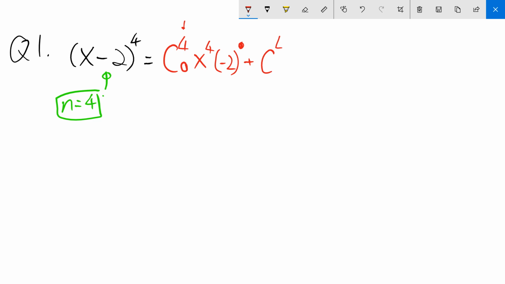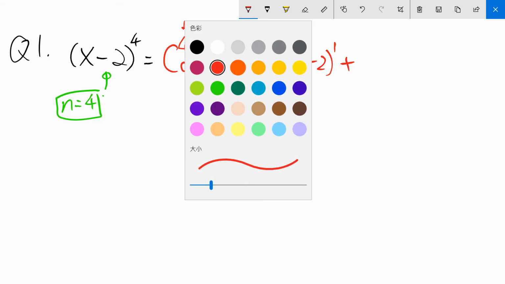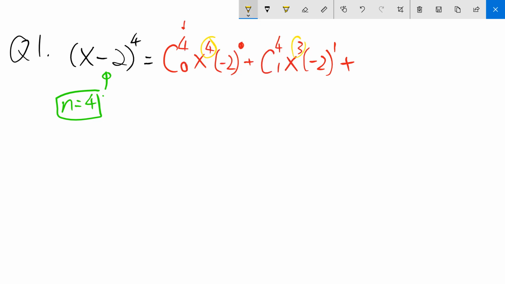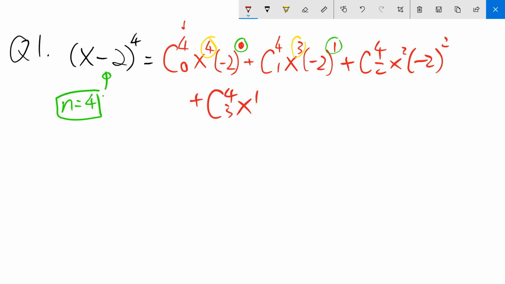Plus 4C1 x to the power 3 times minus 2 to the power 1. You see the power of x is decreasing, but the power of minus 2 is increasing. And 4C2 x to the power 2 times minus 2 to the power 2, plus 4C3 x to the power 1 times minus 2 to the power 3, plus 4C4 x to the power 0 times minus 2 to the power 4, and finish.